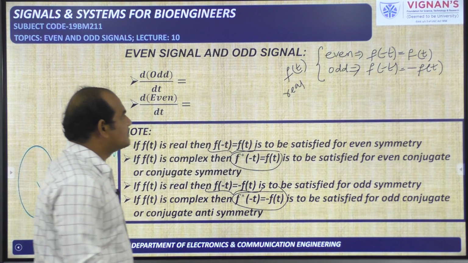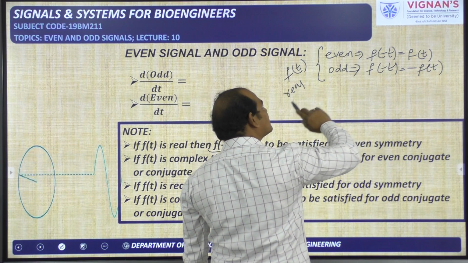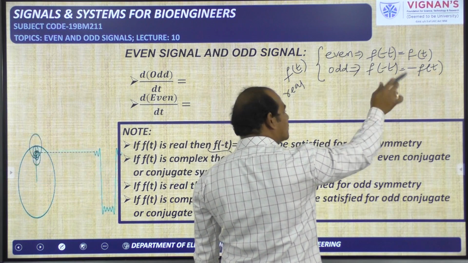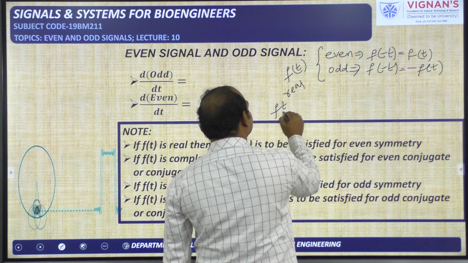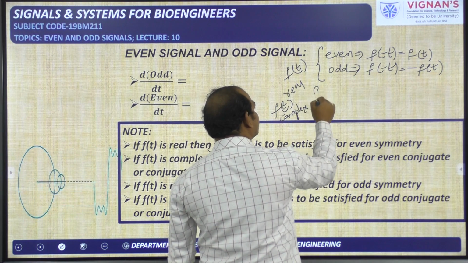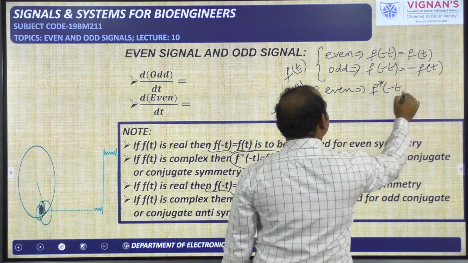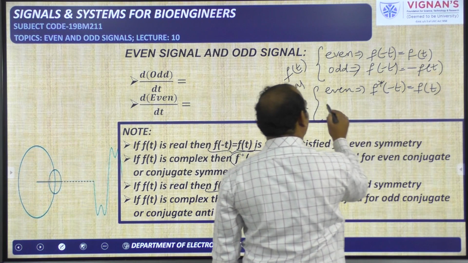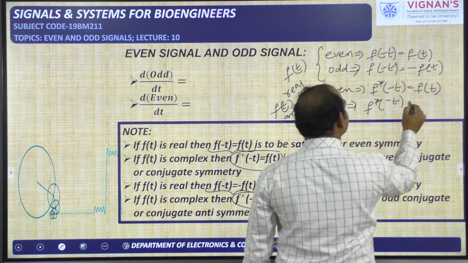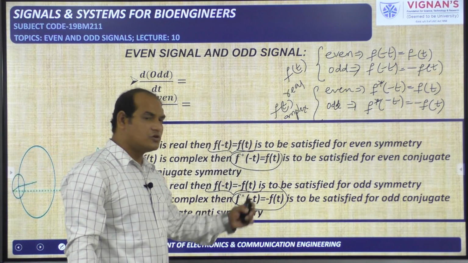Okay, so in this way we can tell. Again here I will write separately. When f of t is a real signal, it has the even symmetry, means f of minus t is equal to f of t, and the odd symmetry, means f of minus t is equal to minus f of t. Next, f of t is complex. Then the condition for the even is f star of minus t is equal to f of t, and the condition for the odd is f star of minus t is equal to minus f of t.